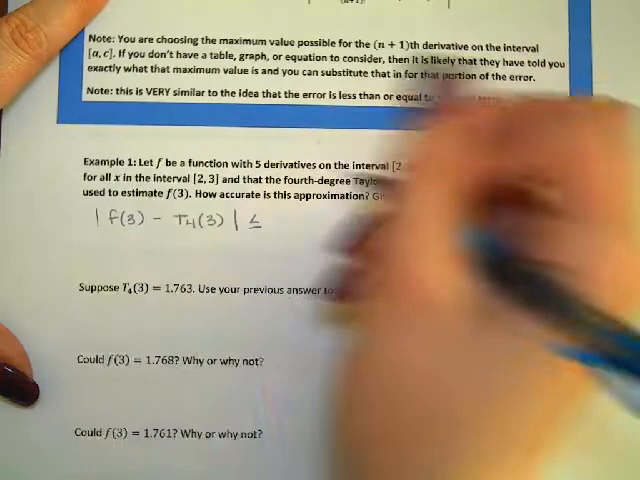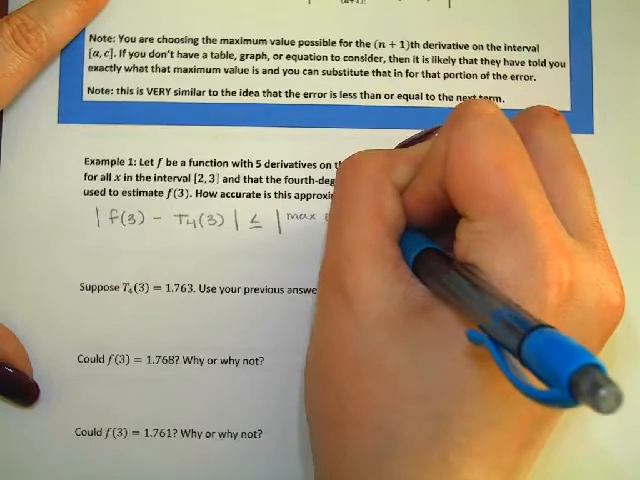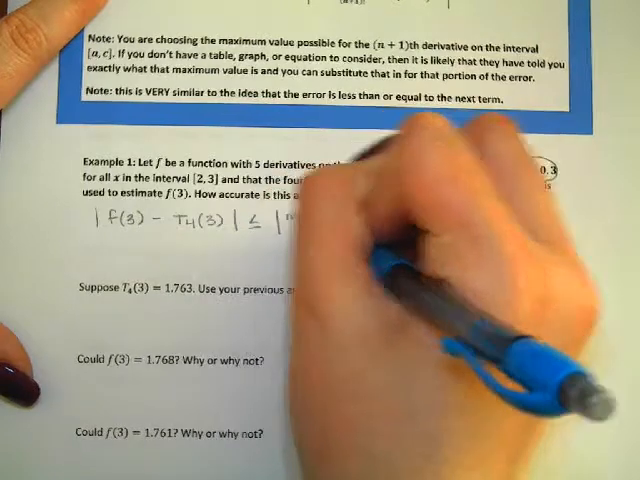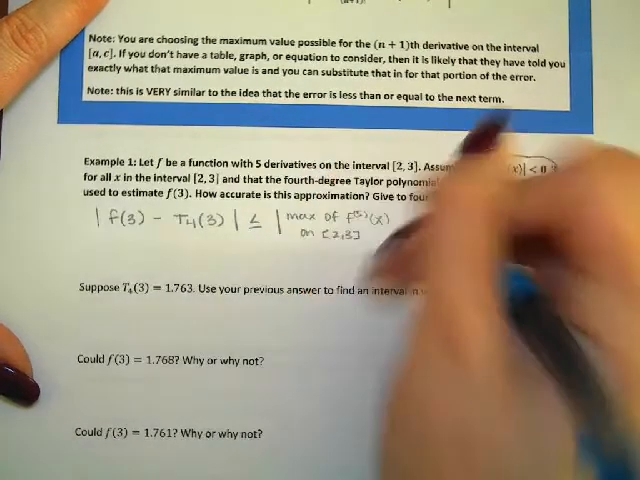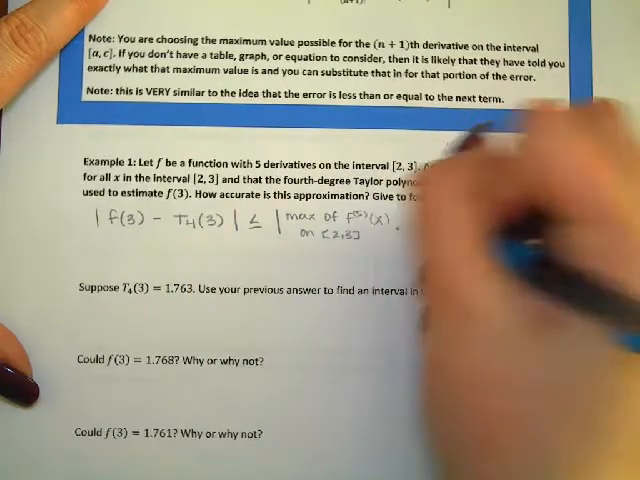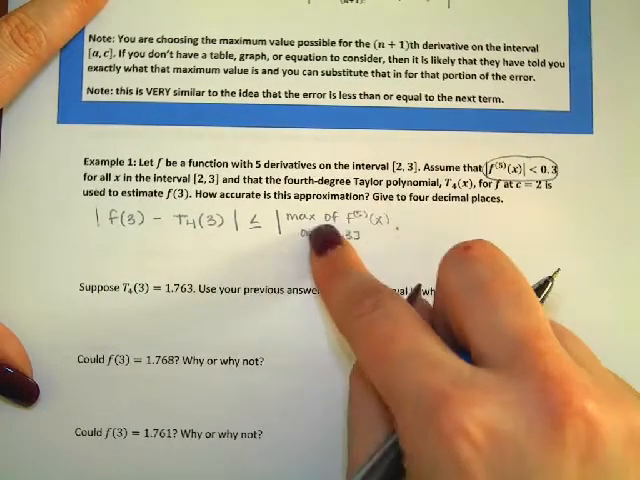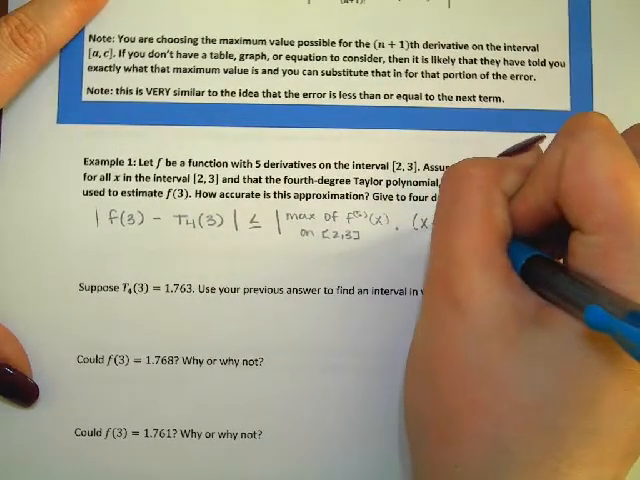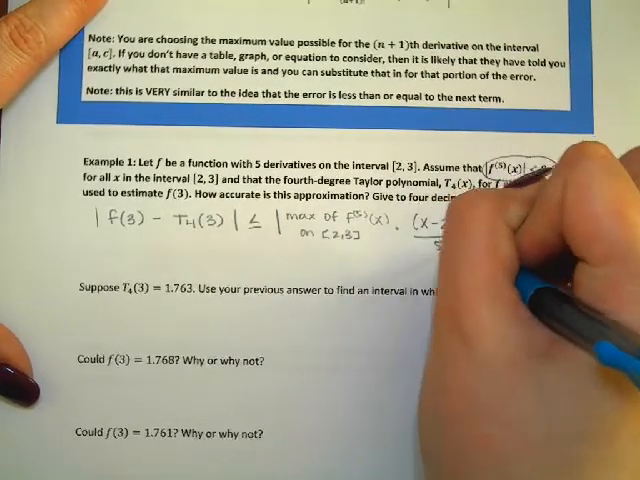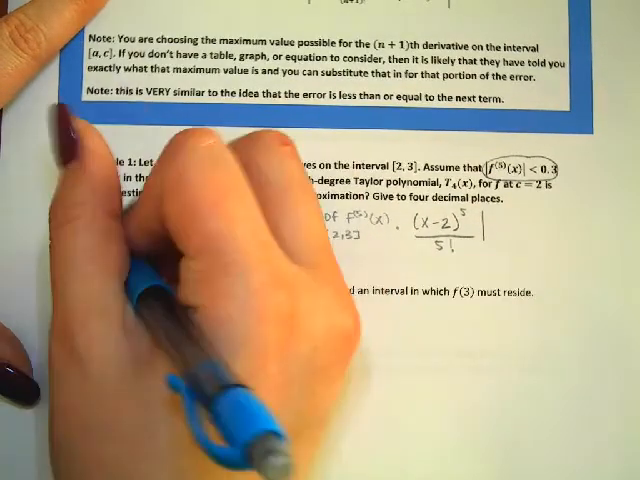So that is less than or equal to the max of the fifth derivative. So it's the fourth degree, so that means it would be the fifth derivative on the interval from 2 to 3. So from the center, which was 2, to 3, which was the value that we were evaluating. And then times, and then we write the rest of it, of what it would have taken to write that term, right? So we always had the derivative times x minus the center, then the exponent was the same as the derivative that we were on, divided by the number of the derivative factorial. That's how we came up with each of our individual terms.